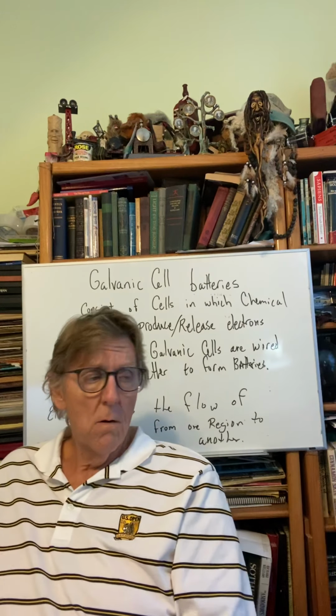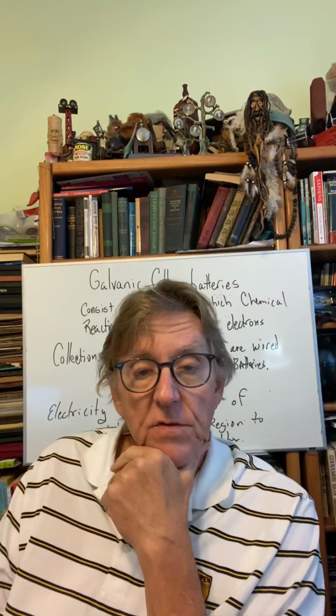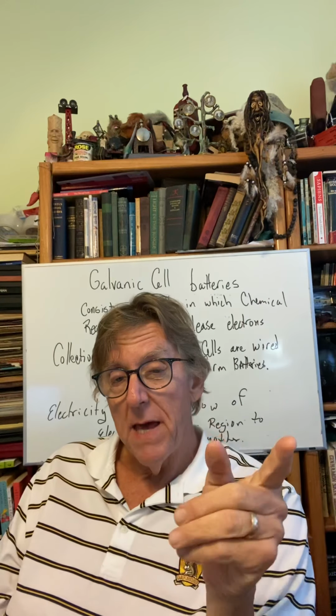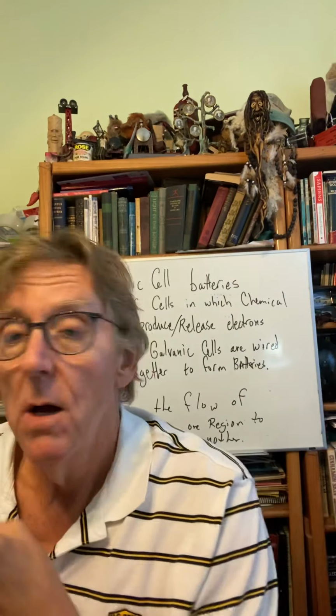All right, hello. It's chapter 7. So we are going to be talking about batteries. We've talked about all different kinds of ways to make electricity. We talked about burning fuel. We talked about the nuclear option. We've talked about solar cells and even wind power.